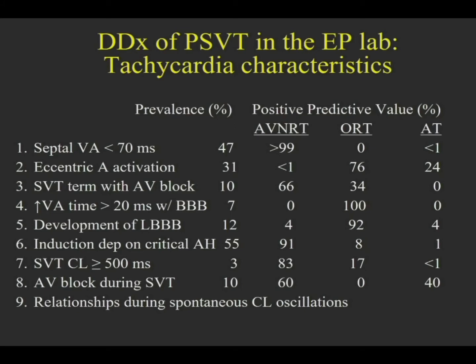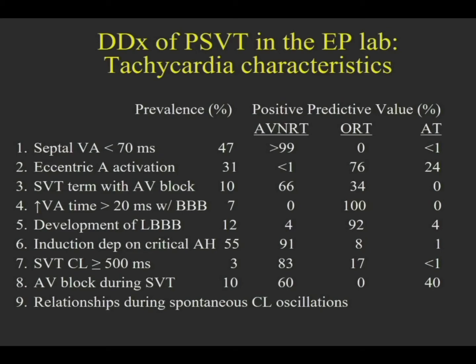If you have termination with AV block, and it's reproducible, you have one-to-one AV conduction and it terminates with AV block, then that has to be an AV nodal dependent rhythm. It can't be an atrial tachycardia. When atrial tachycardia stops, unless it's due to a premature beat or some other change, it's not going to block in the AV node at the same time it stops. It's just going to continue and conduct.